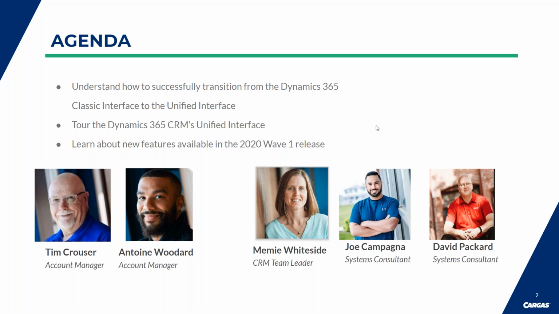So to kick us off, I'm going to talk through the agenda. We are going to help you understand the transition from the Dynamics 365, what we call the classic interface, to the newly minted unified interface, and with that, talking through different strategies to approach that with your organization, some of the gotchas that we've seen, things to be aware of, and then we'll be jumping into a demo of the unified interface and some of the things that we are particularly excited about. We will also be talking about some new features available with the 2020 Wave 1 release. So assuming that you are on the cloud subscription model, these features may be available to you now, and if not now, shortly to come. So that is our plan for this morning.